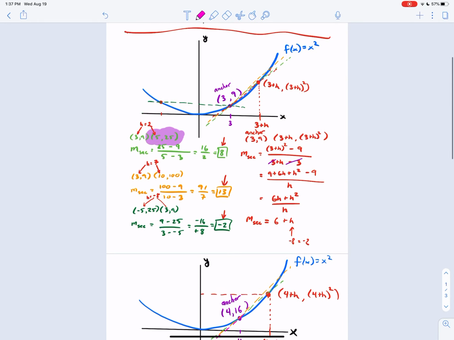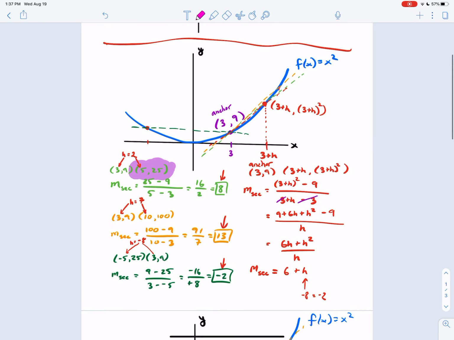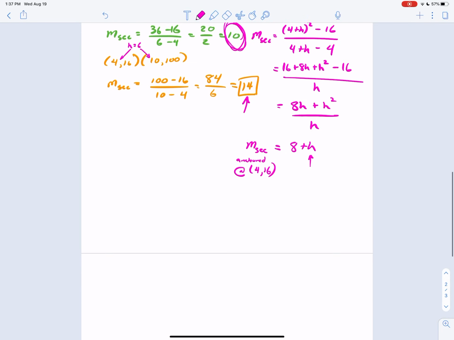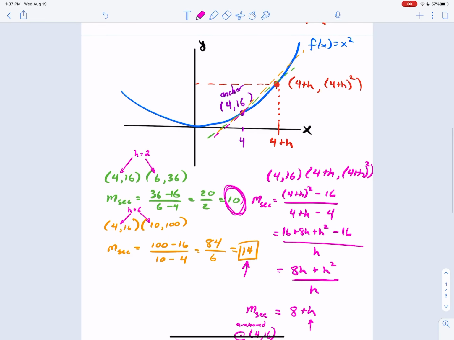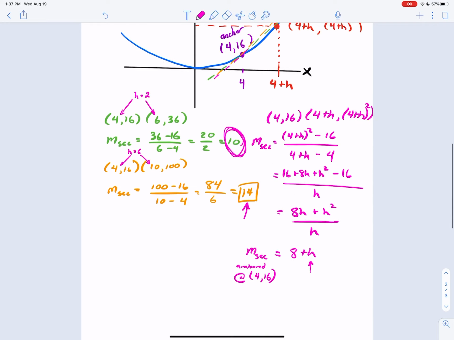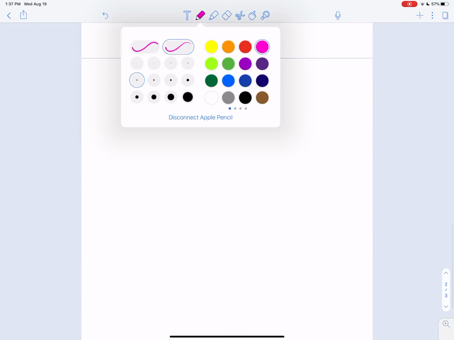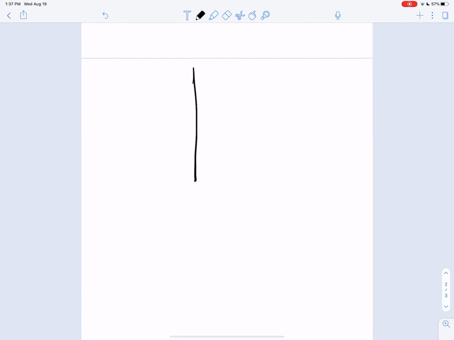In the last example, we anchored it at (3, 9). So here I ask you, can we come up with a formula where it's anchored anywhere we want it to be? Okay, so here we go. You guys shouldn't be tired because I'm the one that's talking and writing, okay? Here we go.